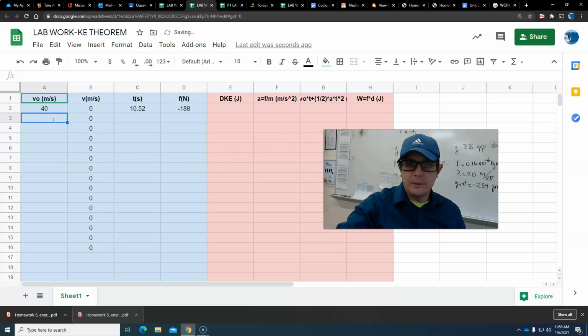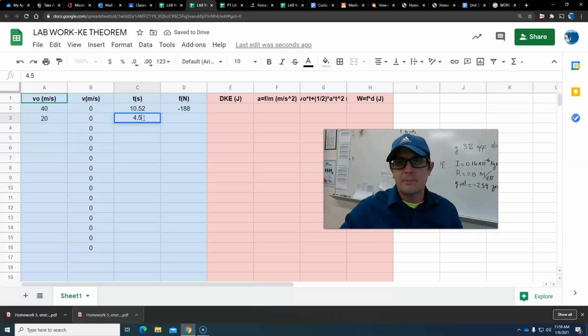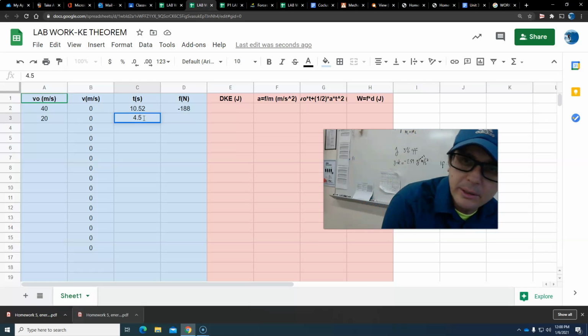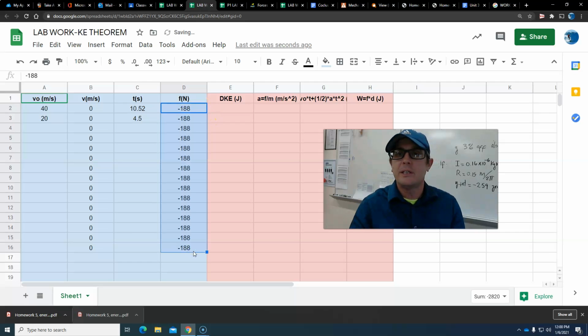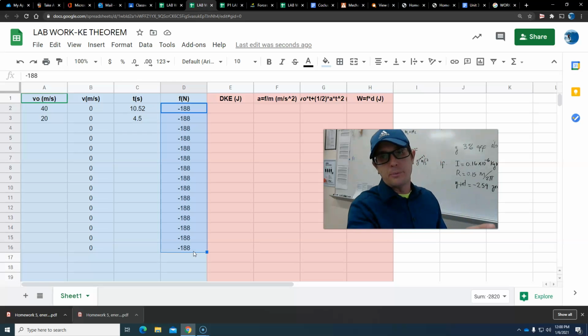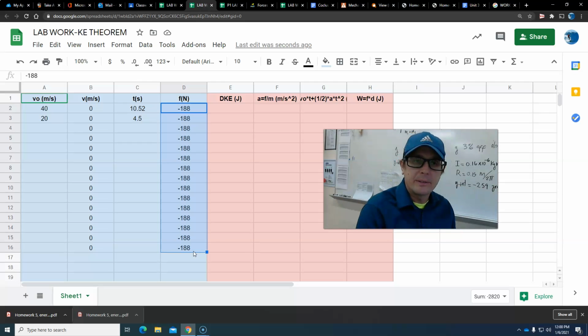And then at 20 meters per second we got about 4.50. That's a bad measurement because I was recording the video and taking the measurement. As you can see, the friction depends on the physics of the surfaces, not how hard you are pushing the object. For that reason, the friction remains constant at 188 newtons if you put it to the far right. And you complete these measurements.